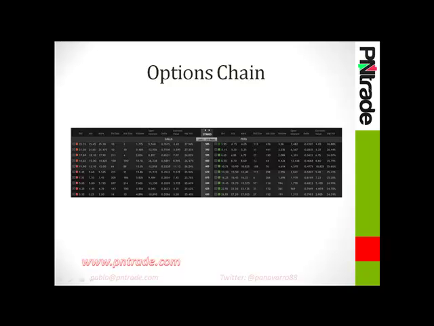For the calls, everything below 605 would be in the money. This is because the price of Apple was trading higher than the strike price. Everything above 605 was out of the money. For the puts, everything above 605 was in the money. The reason is that Apple was trading below 605, meaning that the strike price was trading above the price of Apple. Everything below 605 on the put side was out of the money.